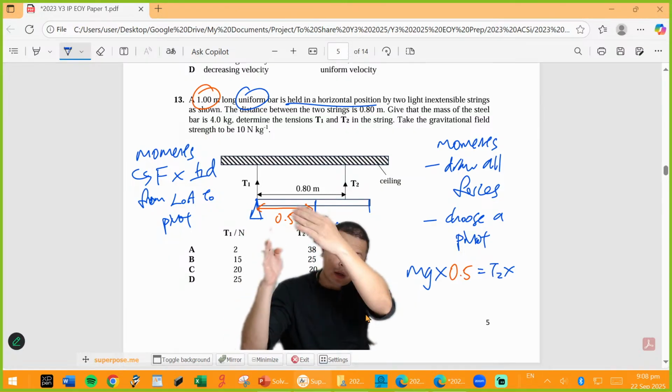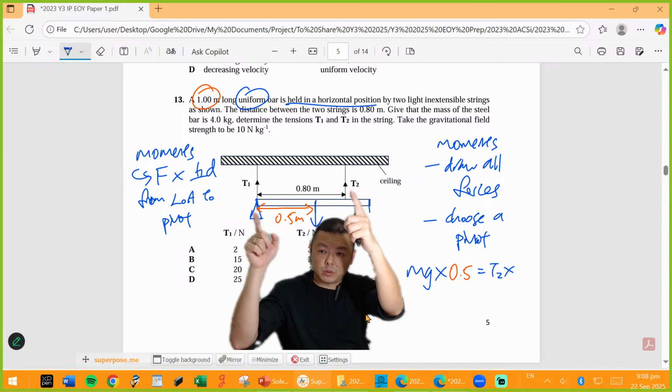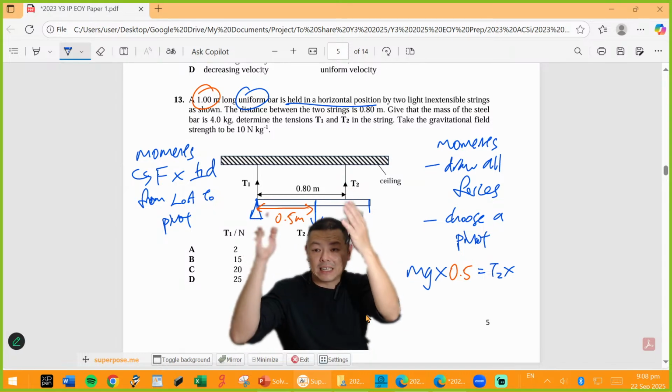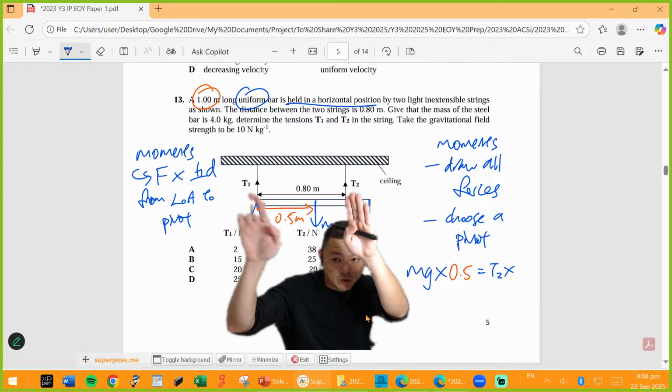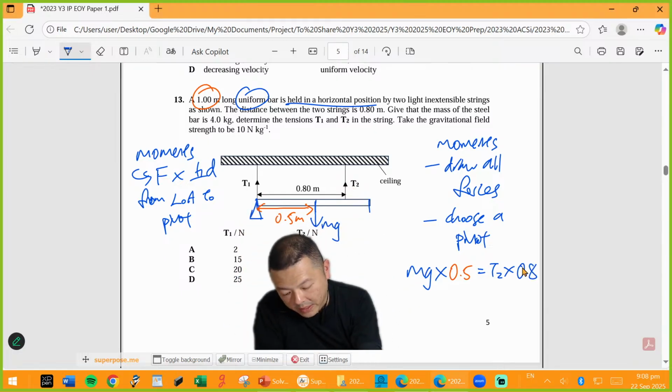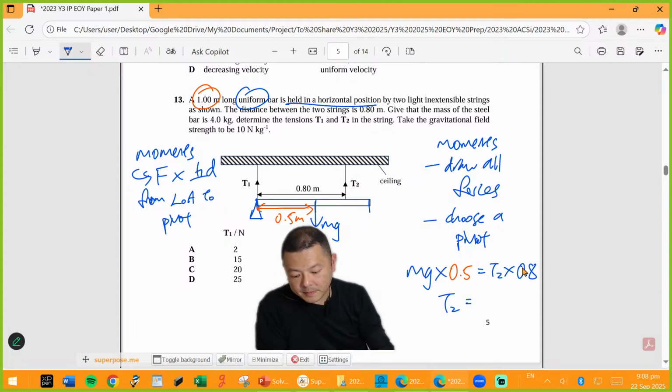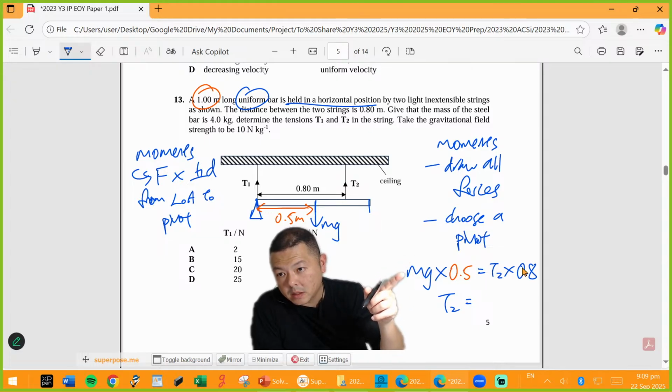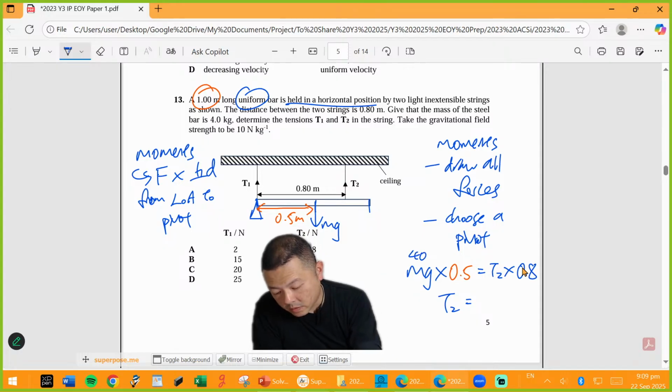So mg to the pivot is 0.5. T2 to the pivot is 0.8. The distance is literally written here for you to see. Right? Down here. So that's 0.8. Okay. Can you find T2? Do you have mg? How much is mg? 40. Good. Find T2. Come on. Do it.